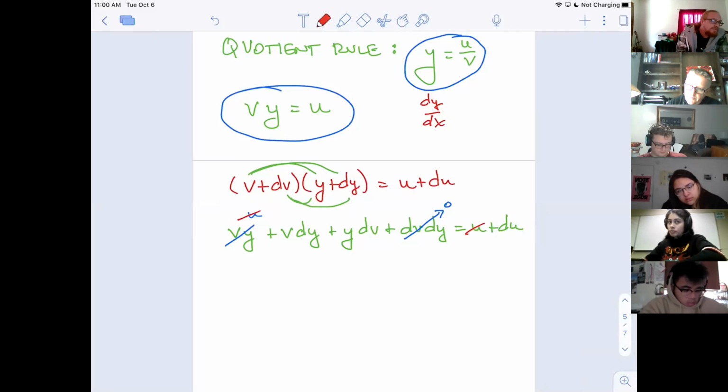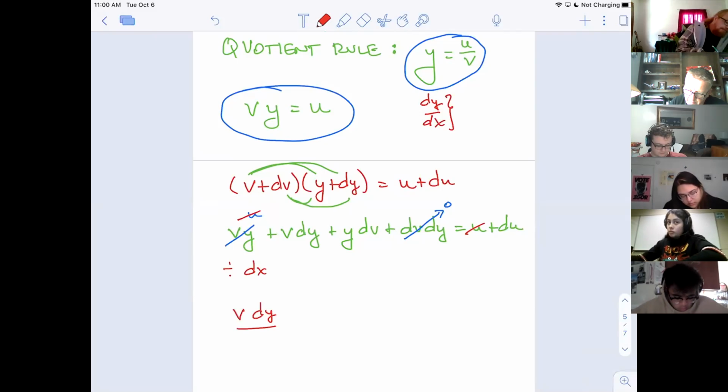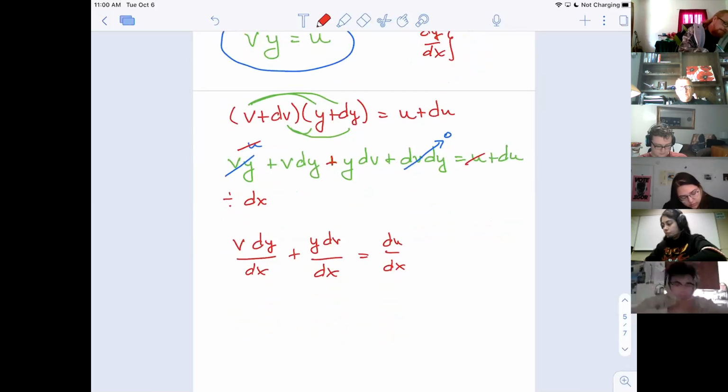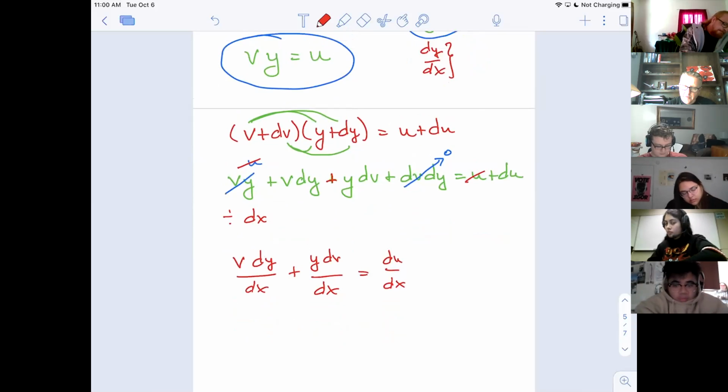And then just like last time, remember I'm after dy dx. And so now I think maybe I should do the same thing I did last time, which is divide everything by dx. So now I have v times dy divided by dx, and then plus sign, that means the next thing gets it too. So I have y times dv divided by dx. And then on the other side, I just have a du and it gets divided by dx. Except this time, because I'm solving for dy dx, I just need to isolate this, right? I need that by itself, because that's what I'm trying to figure out: what's dy divided by dx.